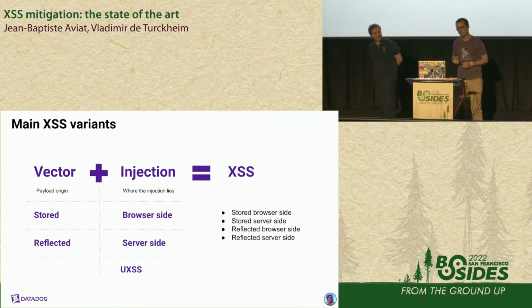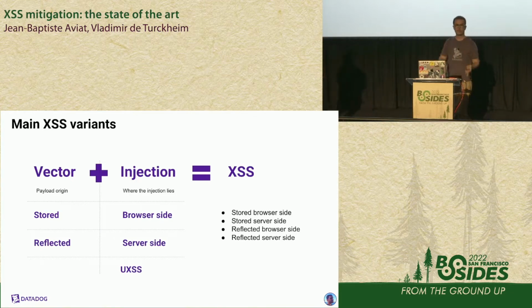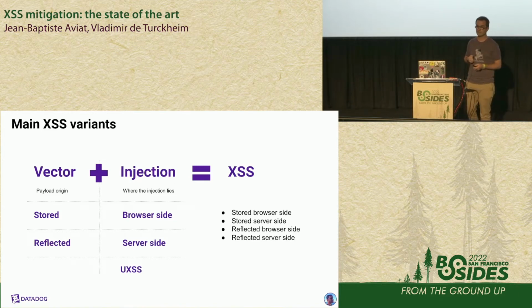So, let's recap. What are the main cross-site scripting variants? First, you have the vector. It can be either stored or reflected. Those are the most common vectors. Stored is in a database, in the local storage, maybe in the cookie sometimes, and reflected requires the user to do something so that the payload gets triggered.